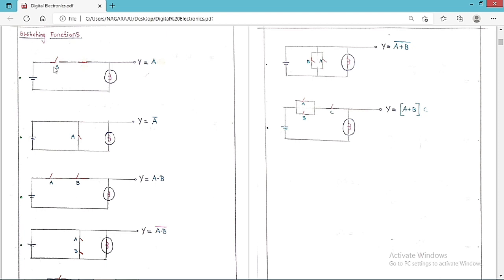Means we are going to add the switches, and then we will see what is the nature of the bulb, whether it is on or whether it is off, that we are going to see here. So you can see clearly here, there is one switch. We are going to keep the source voltage, and we are going to keep the bulb in this fashion. So you can see clearly the switch is connected in series with respect to the bulb. Now I want to see what is the nature of the output bulb.